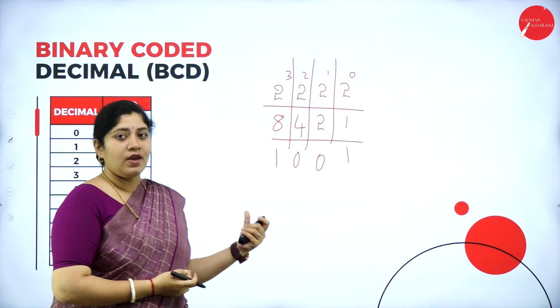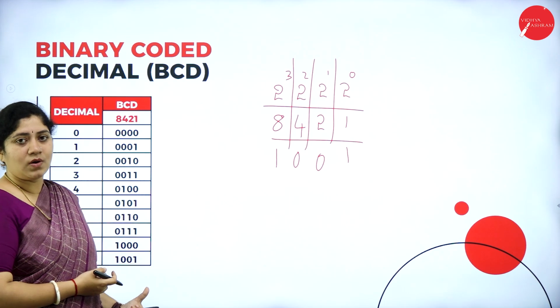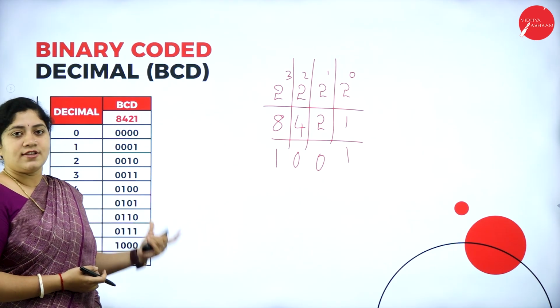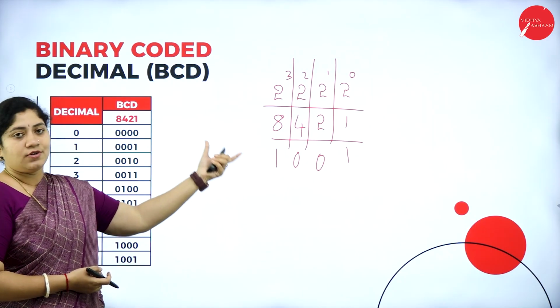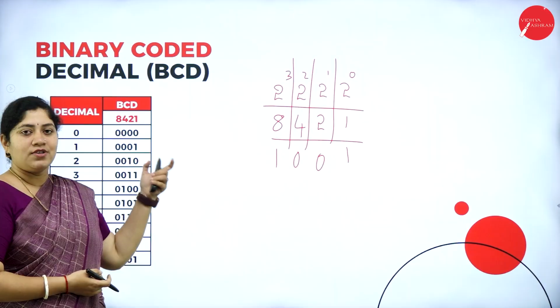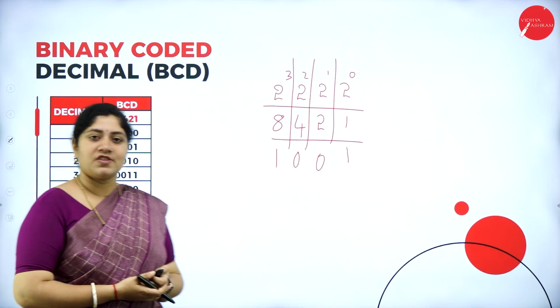So, in the same way, we have completed all these things, from starting 0 to 9. You can just see and verify how the things will go. Alright, so this is all about the BCD representation.